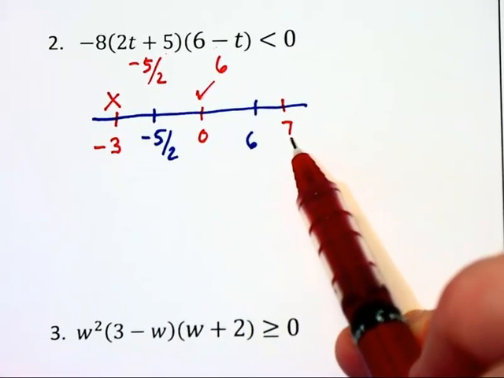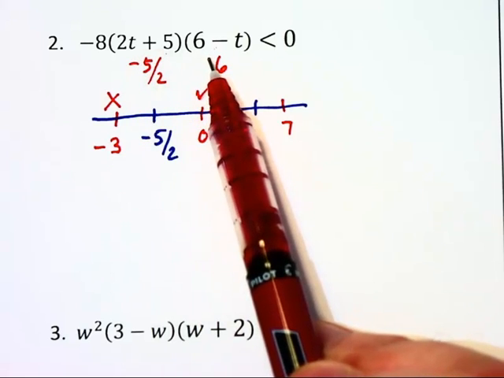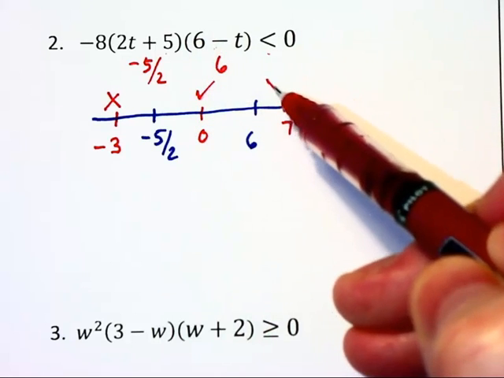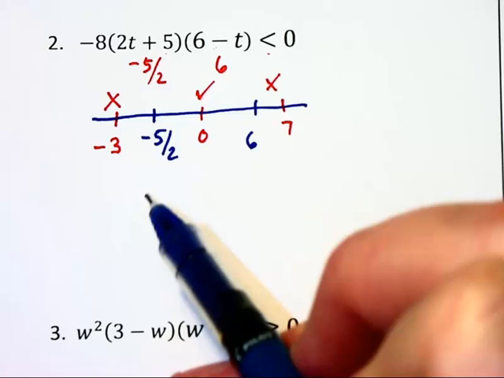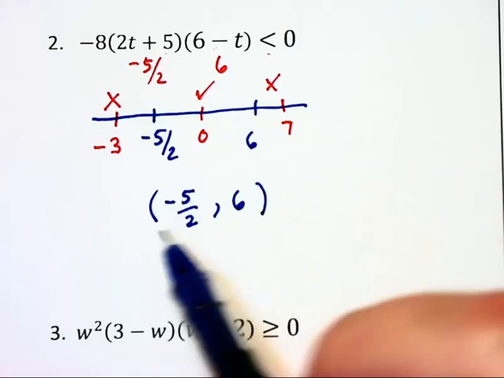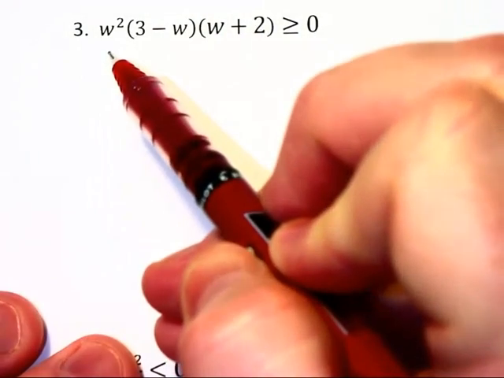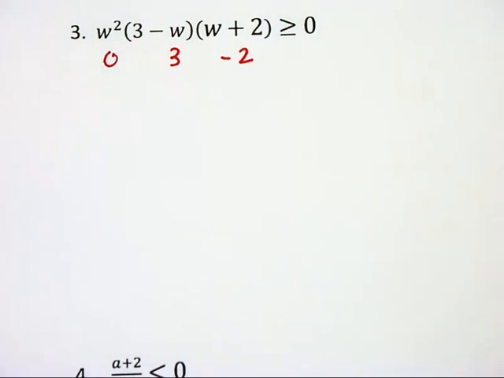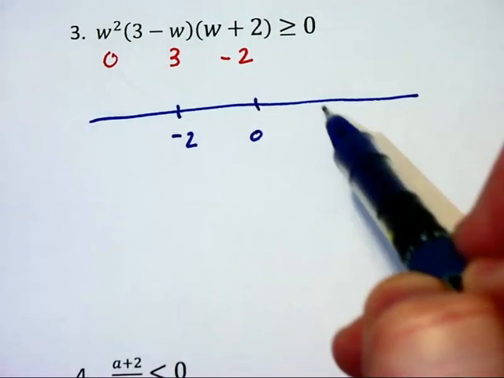Likewise, 7, when substituted in, gives me a positive in the first parentheses, a negative in the second parentheses. So I've got negative times negative, which is positive, and it's supposed to be less than 0, so that is not a valid test point. So our solution set will only be between these two numbers, specifically the interval from -5/2 to 6, not including either endpoint. The critical values in this next problem already factored are 0, 3, and -2. So let's test those in the inequality. In numerical order, we have -2, 0, and 3.